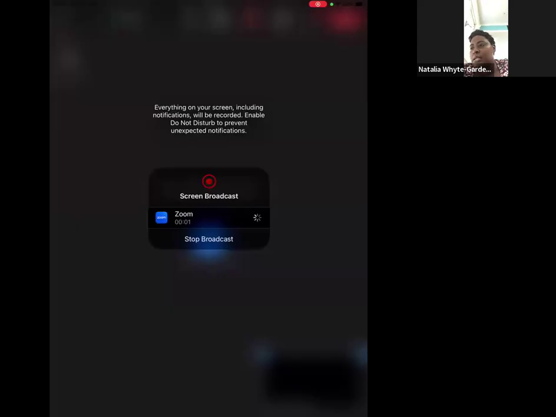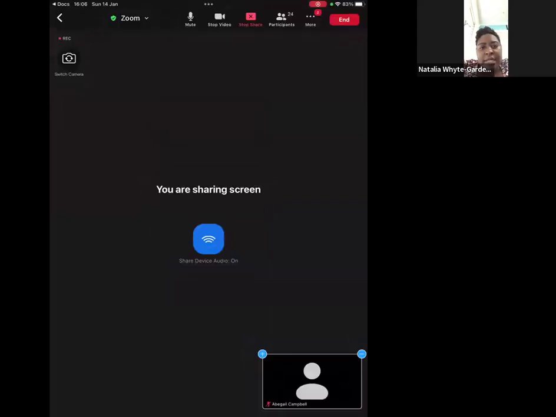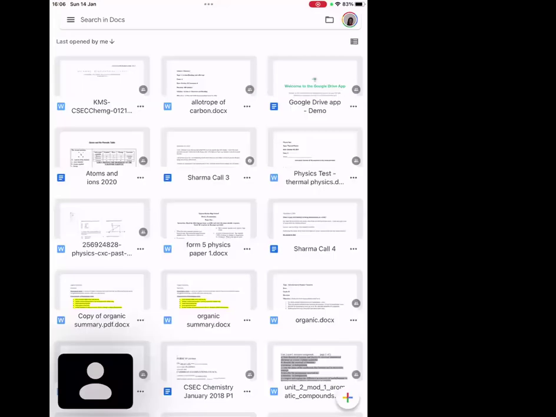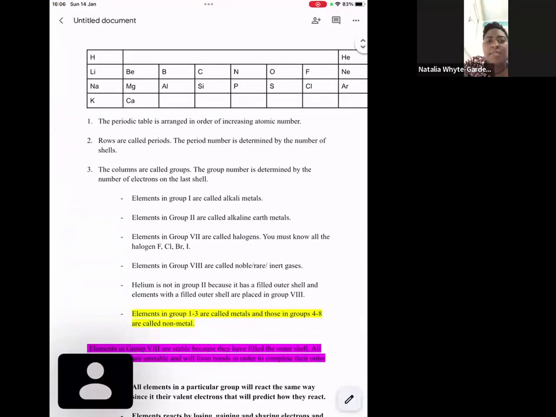Today, we're going to go back to the periodic table so that we can begin to understand what we are doing. Hopefully, we will see it and we won't have any issues. Let me just put my phone on vibrate so we are seeing my screen. Are we seeing my screen? All right, so I will share this document with you shortly.